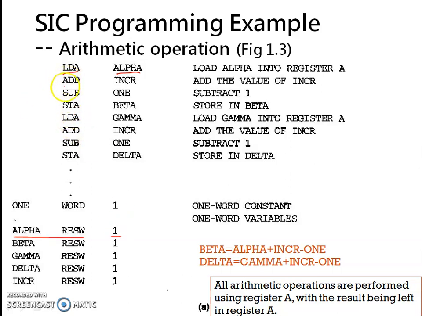And then ADD INCR. So alpha will be reserved for storing one word. Then ADD INCR means the value that is stored in alpha will be loaded in the accumulator, and you add INCR, incrementing the value of the accumulator. So the accumulator will be incremented by the value that is INCR.